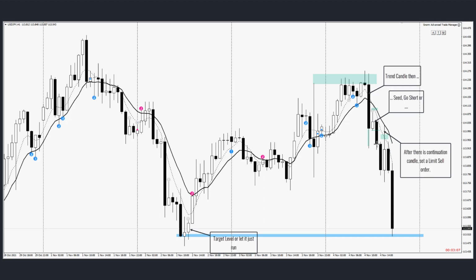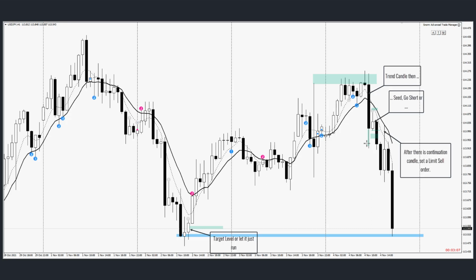At the end of this candle, or somewhere in the middle of this, you want to put a limit sell order a pip or two below the low of this seed. Then you have your stop loss of 10 to 15 pips or above the high of that. Use that to calculate your lot size. This candle then will get you in, and you can target this area. So that is an idea of how to trade based on an inside candle.